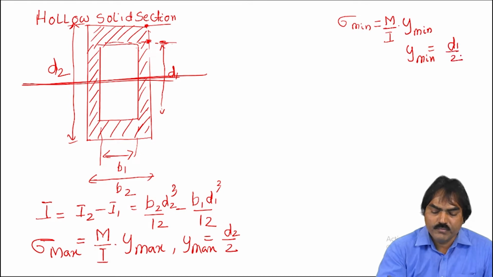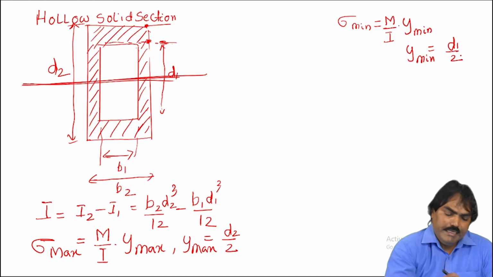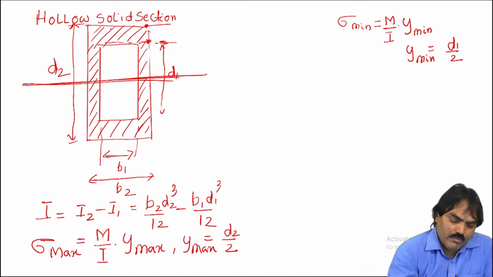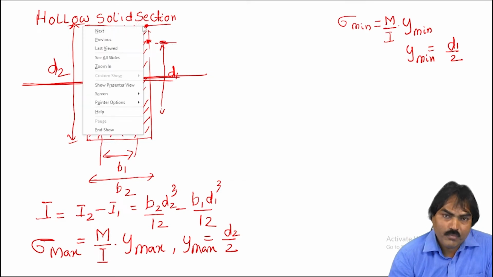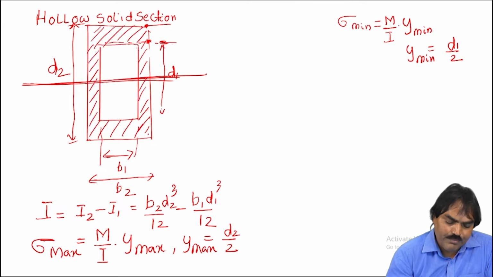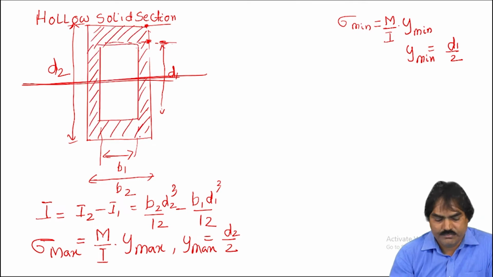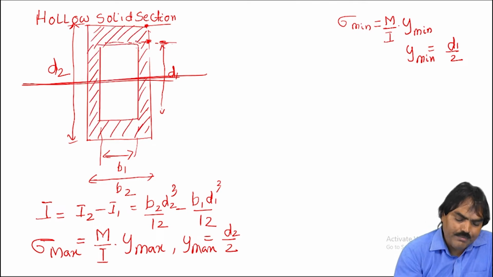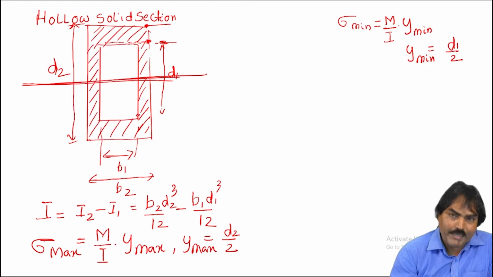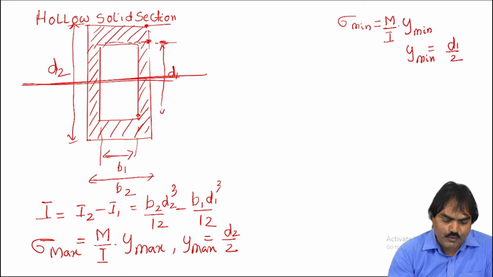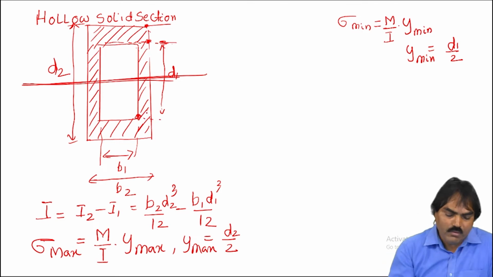D1 by 2. Again, if this is a top layer under tension, bottom layer will be under compression. Here we'll have a maximum tensile stress at top, and at the bottom we'll have a maximum compressive stress. Here we'll have a minimum tensile stress at this point, and at this point here, the point where I'm showing, we'll have a minimum compressive stress.